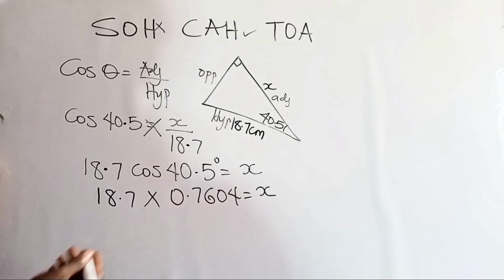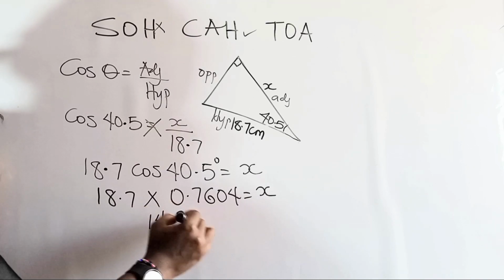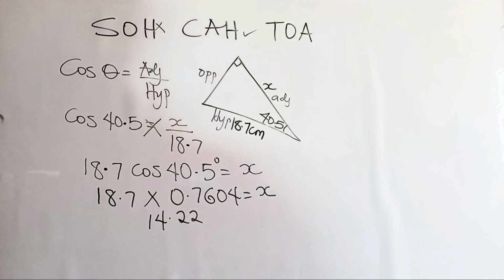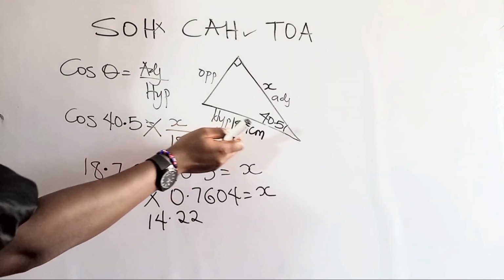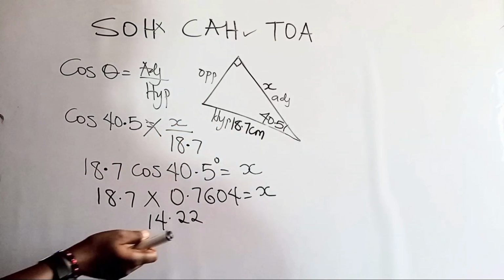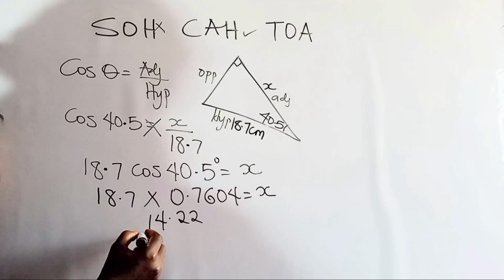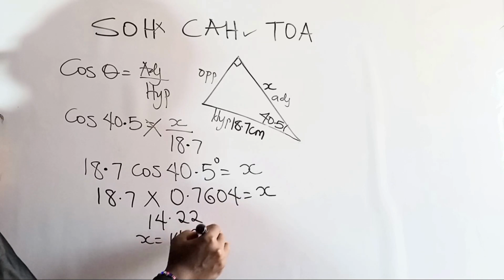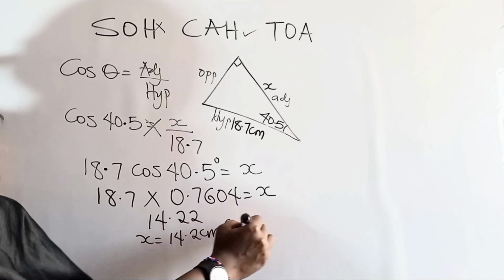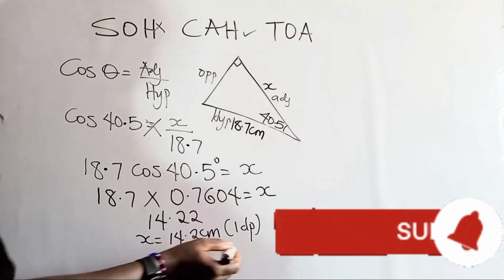Now let's multiply. If we do that, we arrive at 14.22. Now, we can choose to leave our answer in this form, but because our hypotenuse is in one decimal place, let us also approximate our missing length to one decimal place. So it becomes x equals 14.2 centimeters to one decimal place. And this is our answer.